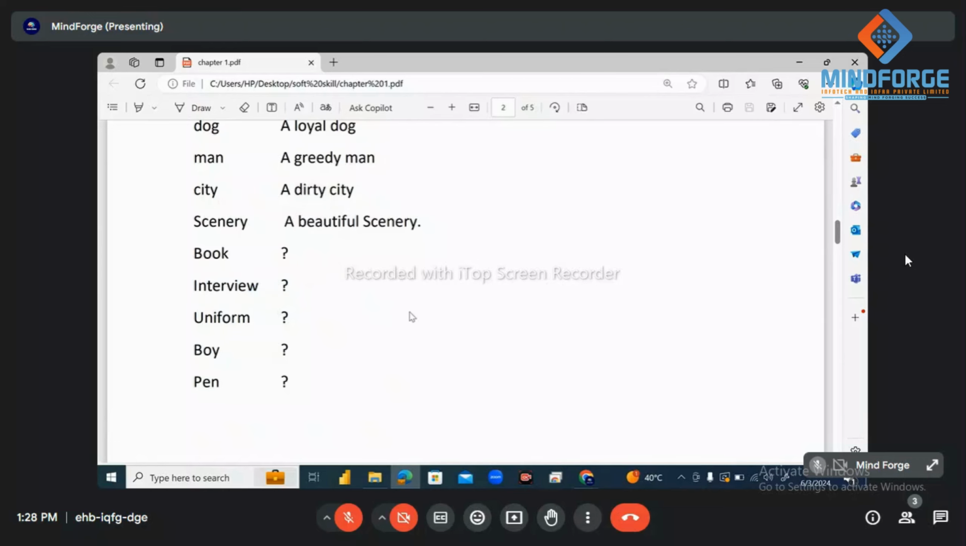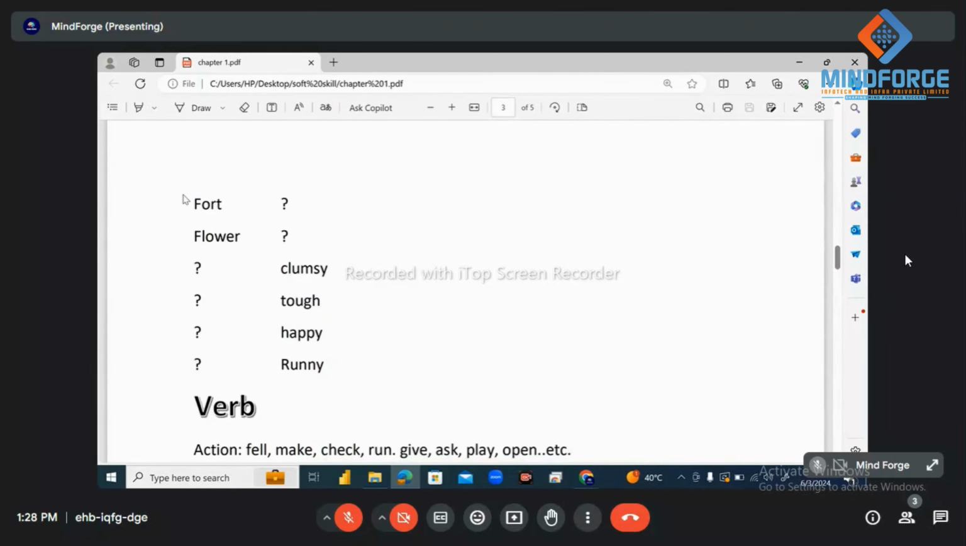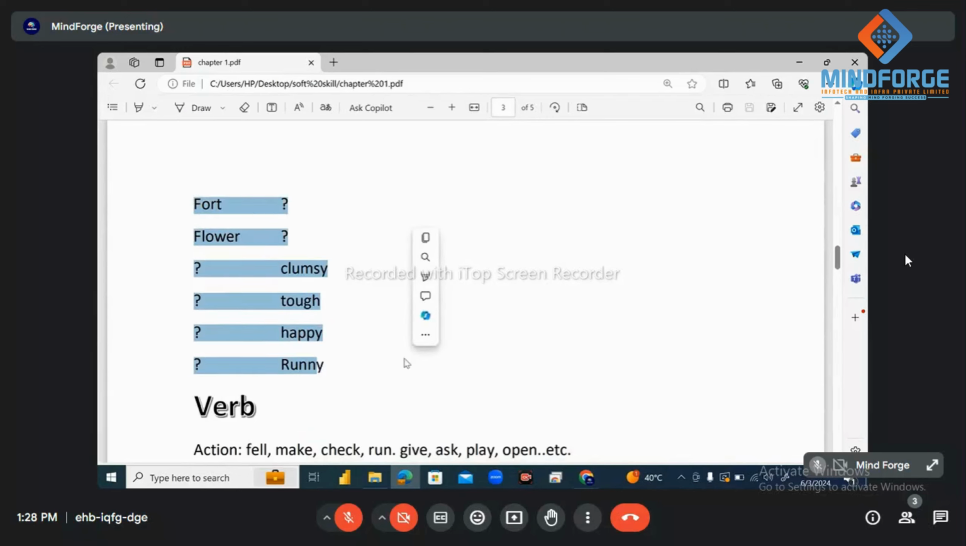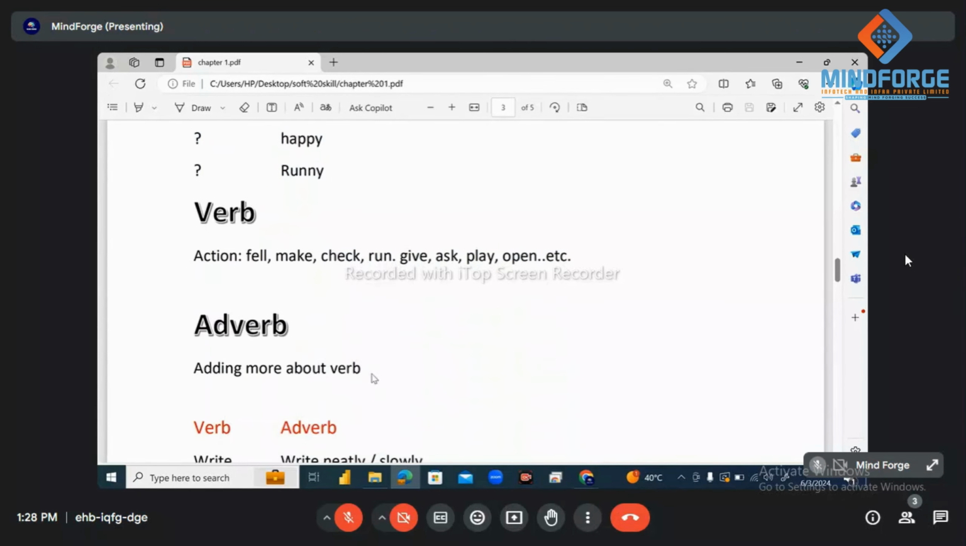Okay, now let's go ahead. I have written here more examples to solve, right? You have to solve all these examples and let me know. I just wanted to see whether your concept is clear or not. Okay, I am trying to teach you in the simplest manner. So verb. What is verb? Verb means action.